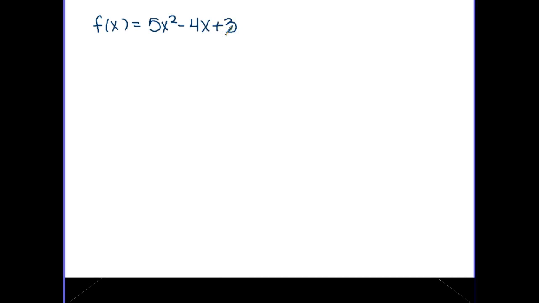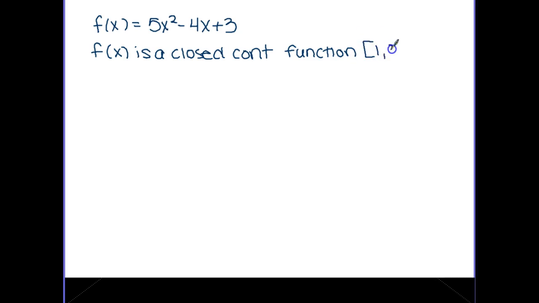The Mean Value Theorem is like rules. You have to have a differentiable, closed function. Is this function differentiable? Yeah. Is it closed? Yeah. The given interval was what? So we have to say f of x is a continuous function on [1, 3] and differentiable from 1 to 3.